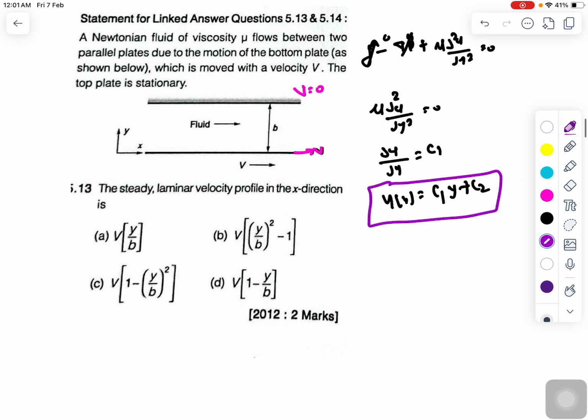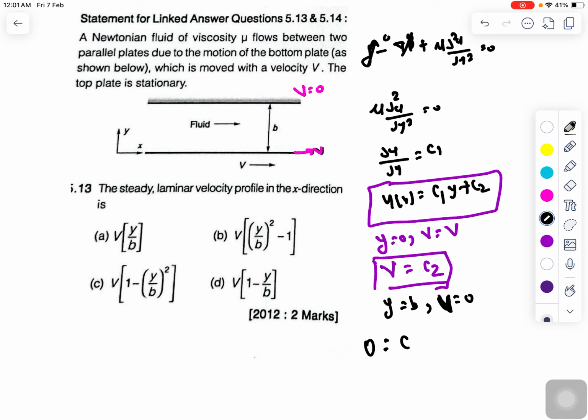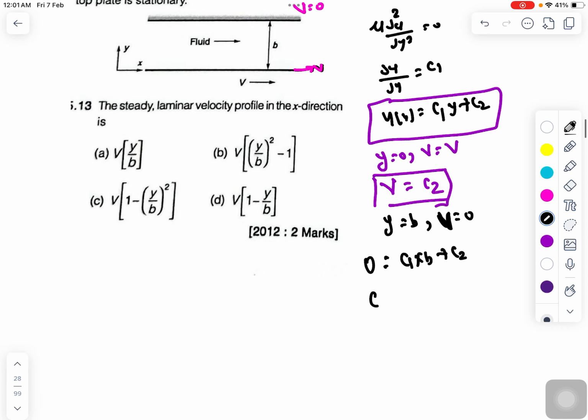Now you have to substitute the boundary conditions. When y equals 0, velocity is equal to capital V. So V will be equal to c2. C2 you have calculated. And at y equals b, velocity will be equal to 0, meaning u will be equal to 0. So 0 equals c1 into b plus c2. So what is c1? C1 equals minus V divided by b.